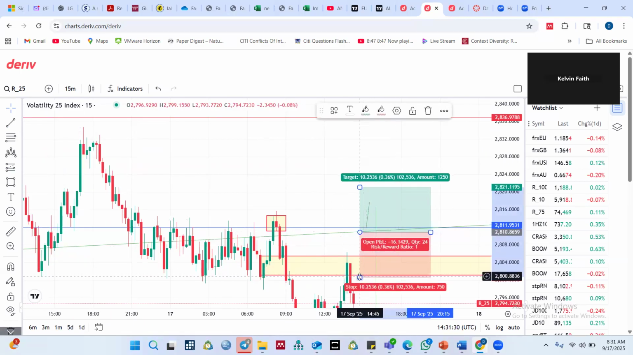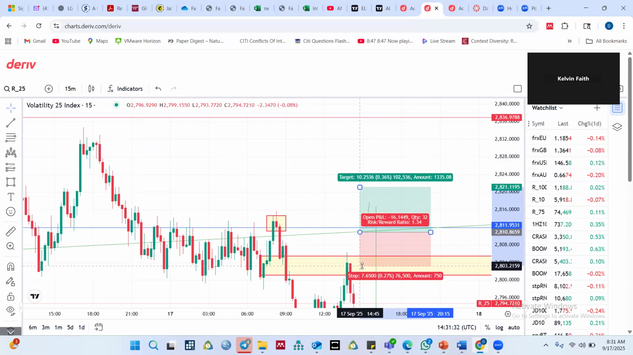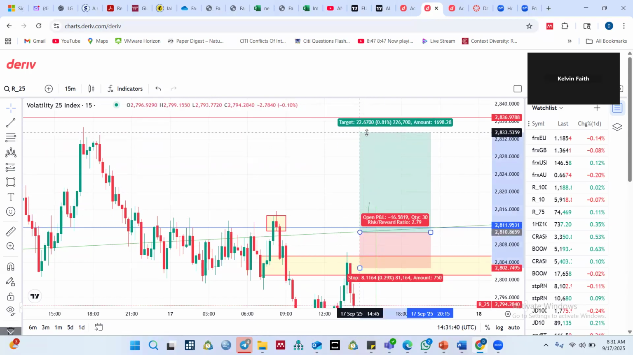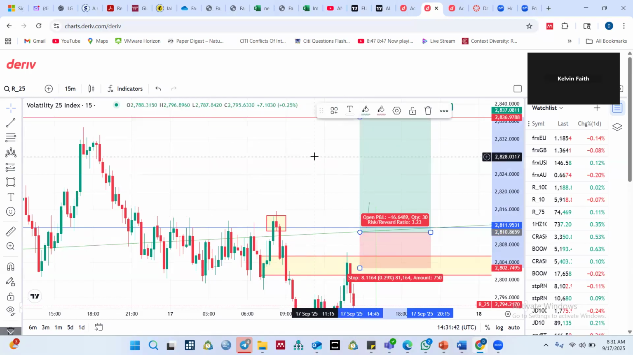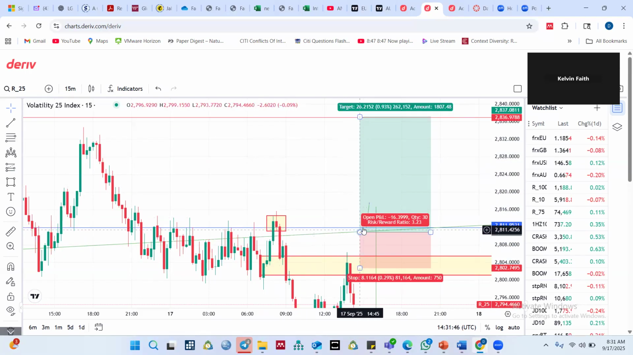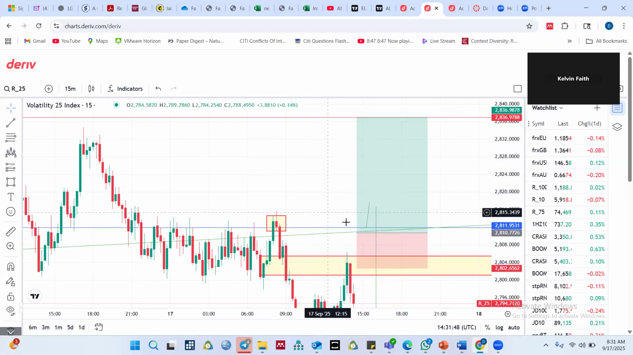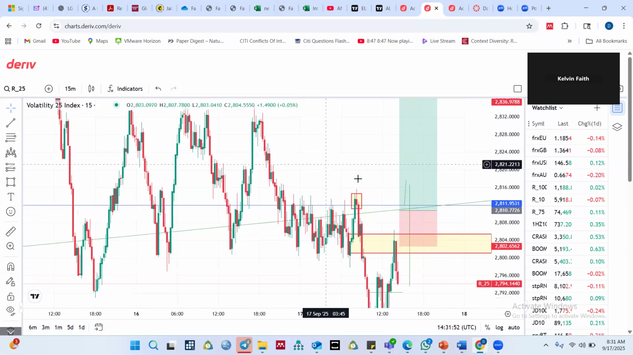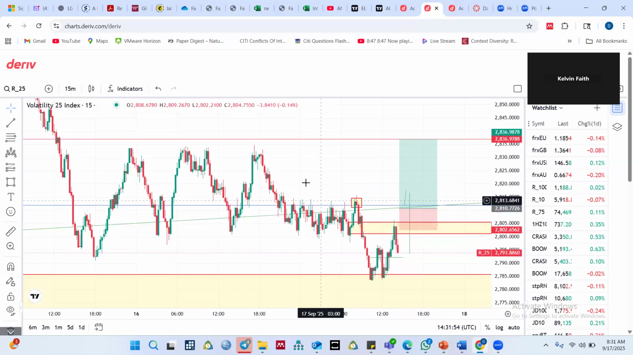If price is to close body above here, it's our buy signal. Stop loss can technically be somewhere here. This area is our buy signal, and we're going to target price going up to the next area of interest. So this is technically the buy setup that we'll be looking at from the 15 minutes time frame perspective.